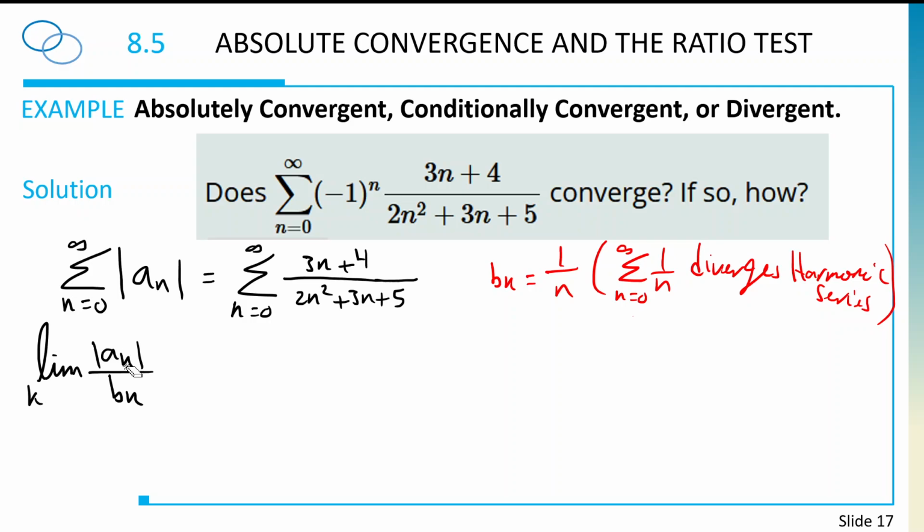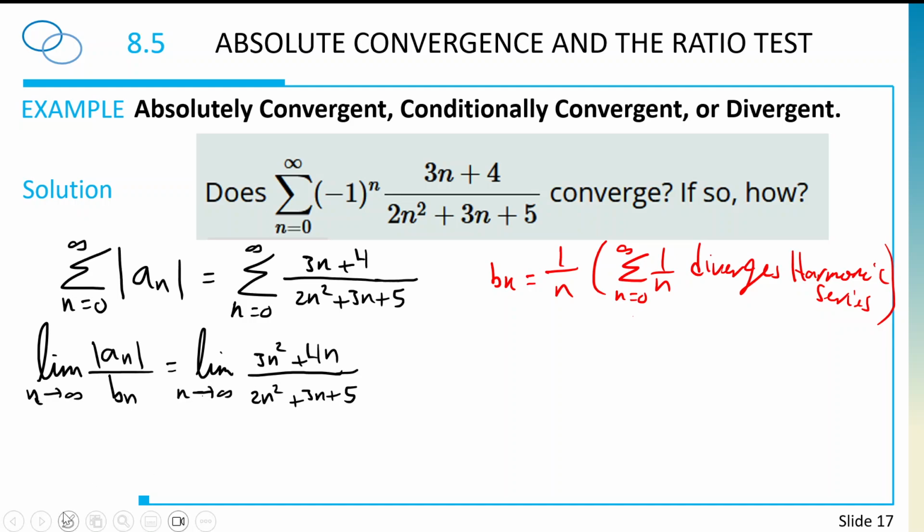I keep using k because we're used to using k more. This time we've used n, as n approaches infinity, and this equals the limit. You can do it yourself directly. So this is times n over 1, so this is (3n squared plus 4n) over (2n squared plus 3n plus 5) as n approaches infinity.